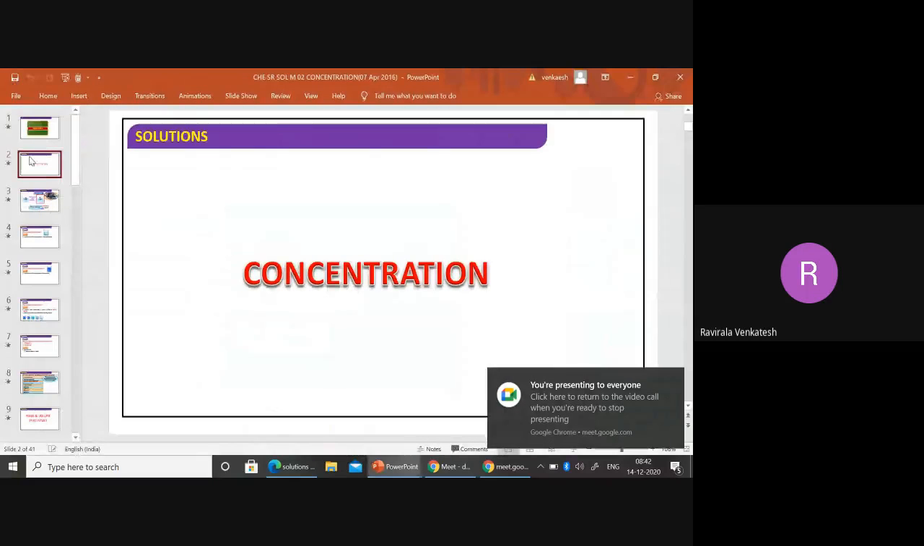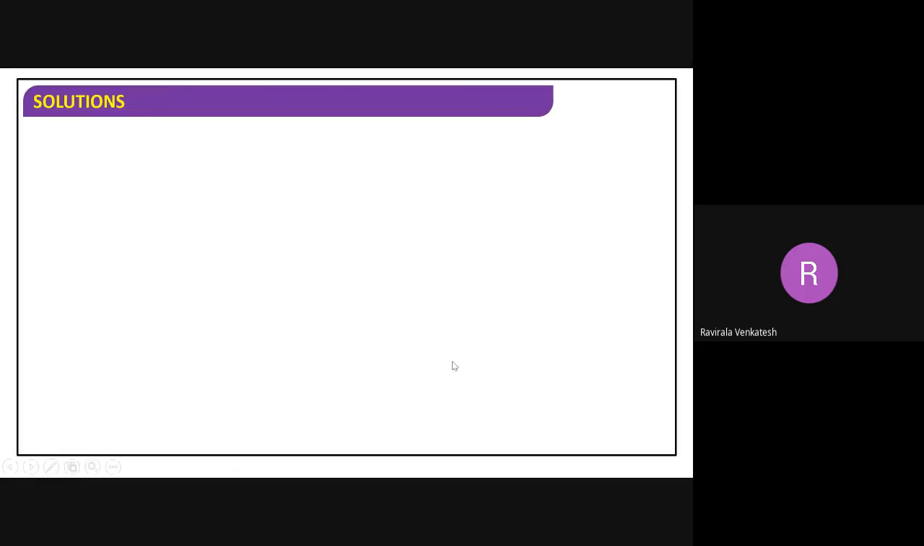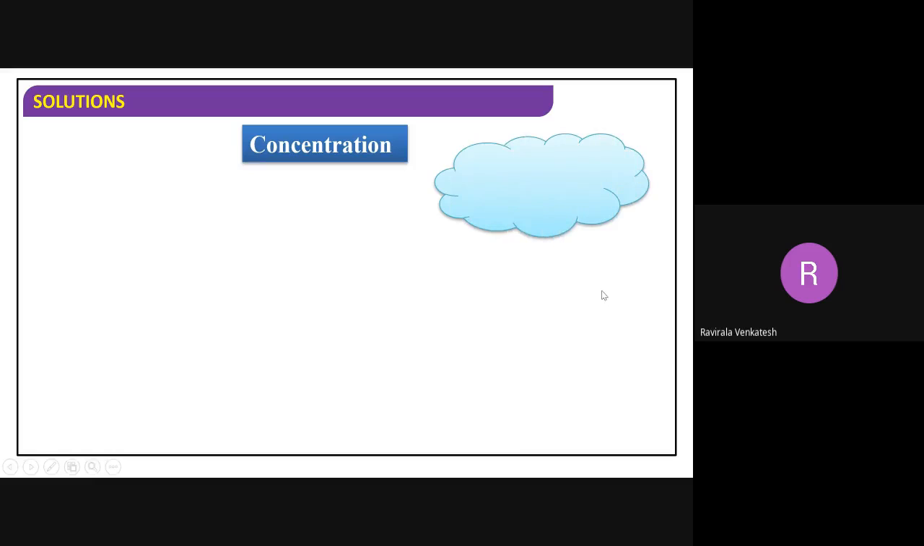Now let me take the concentration terms better. What are the concentration terms presented in solutions? Which concentration term do we generally use actually? Concentration terms. First of all, what happened?